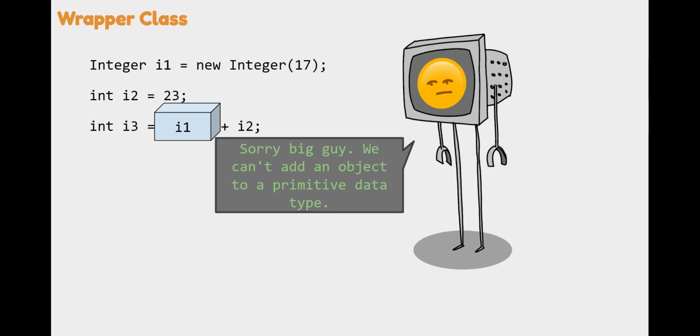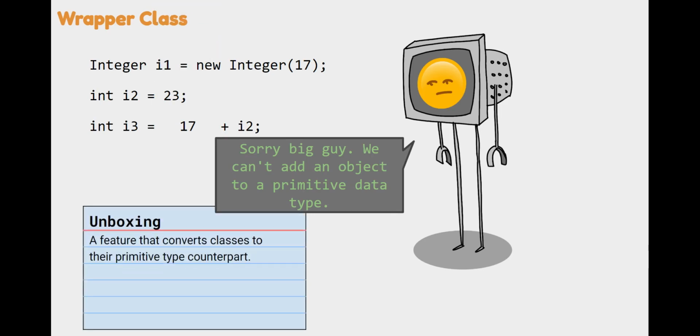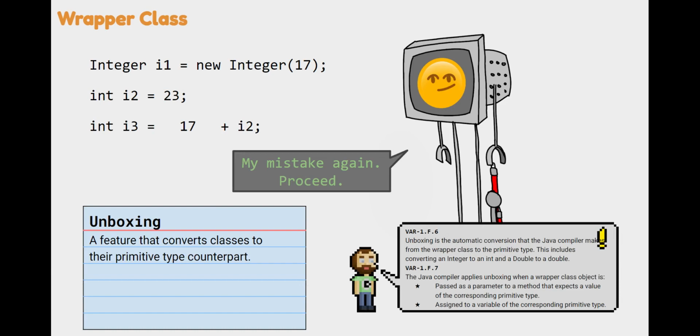When we try to do that addition, Java will automatically unbox the integer value from that class. Unboxing is a feature that converts classes to their primitive type counterpart. This aligns with our essential knowledge. Unboxing is the automatic conversion that the Java compiler makes from the wrapper class to the primitive type. This includes converting an Integer to an int and a Double to a double.